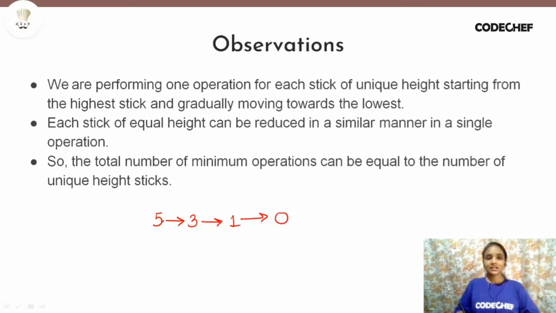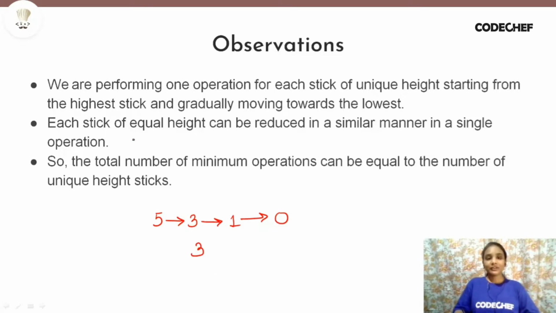So that means that the total number of minimum operations can be equal to the number of unique height sticks. So here we had 3 unique height sticks, that is 5, 3 and 1. So our total number of minimum operations were 3.